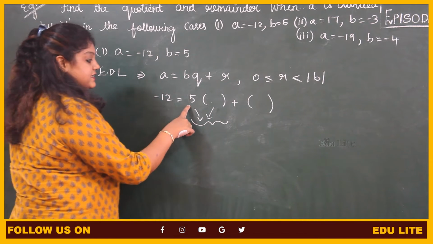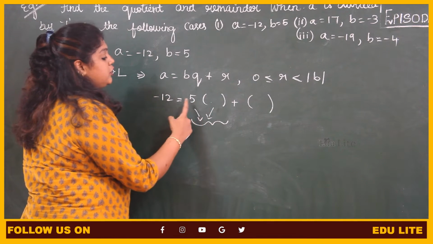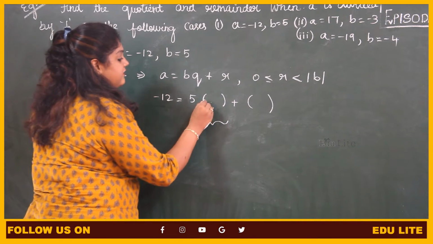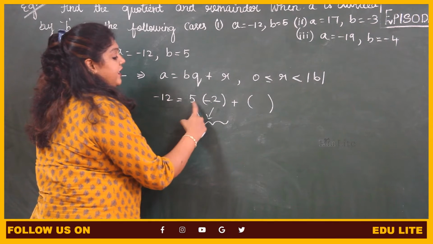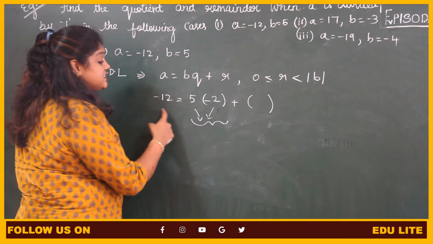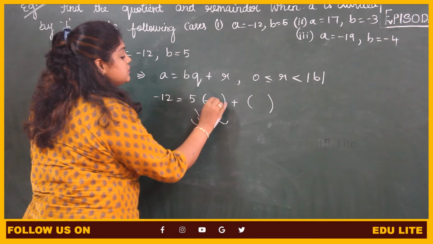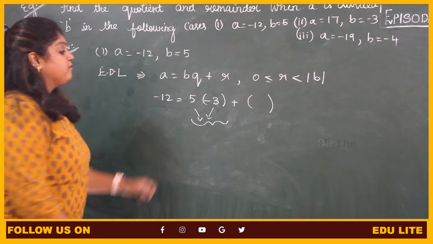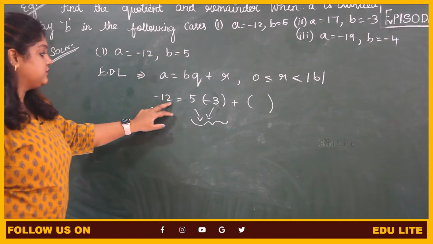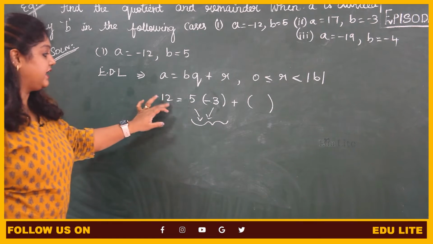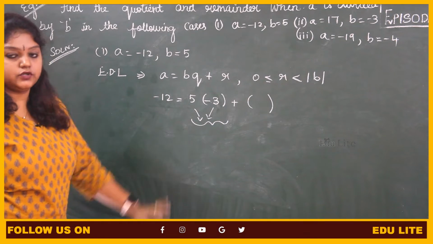Here B is 5. I already told you any one of these must be negative. If I choose 2, 5 into minus 2 is minus 10, which is less than 12, so we shouldn't choose that. We have to choose 5 into minus 3, which is minus 15. The value 15 is greater than 12, so we have chosen in such a way.